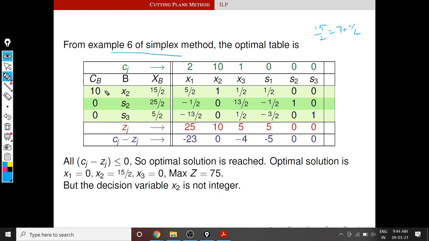So we choose that. Then we can write the equation corresponding to this basic variable. How to write the equation? The equation is 5/2 x1 plus 1 x2 plus 1/2 x3 plus 1/2 s1 equal to 15/2. Okay, so that's the idea.